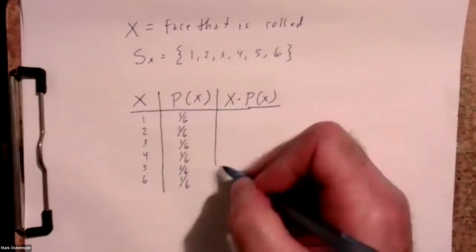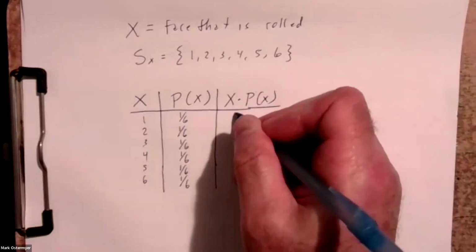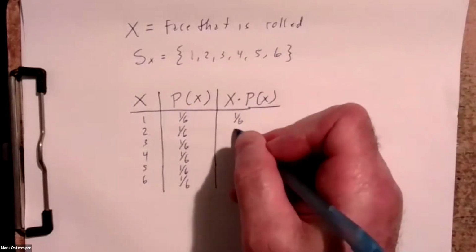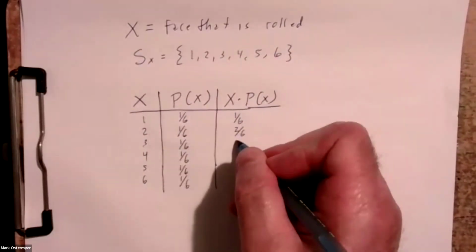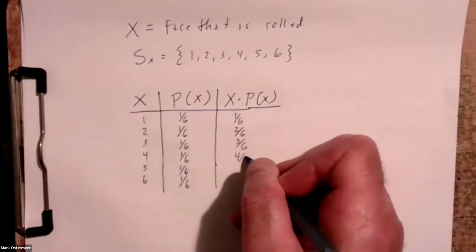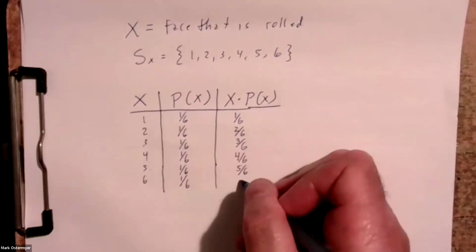All right, what is x times the probability of x? Now, 1 times 1/6 would be 1/6. 2 times 1/6 would be 2/6. 3 times 1/6, 3/6. 4 times 1/6, 4/6. 5/6. 6 times 1/6, 6/6.